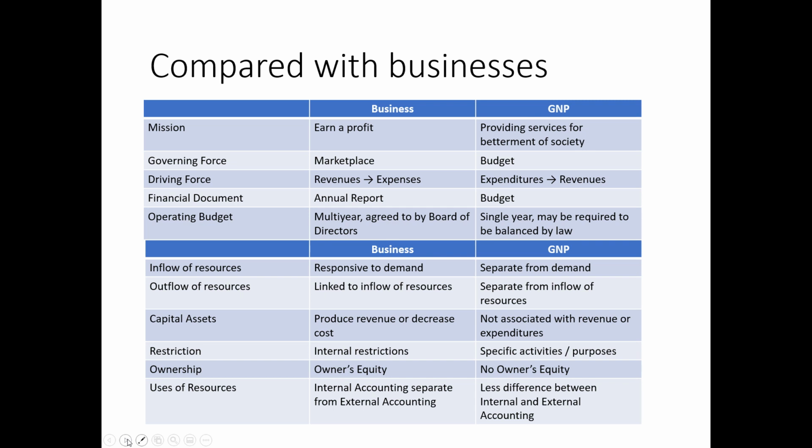So let's combine the government and not-for-profit, and compare them with a business to see what the main differences are. Obviously, the mission is different. For the business, its mission is to make profit. Rather, the government and non-profit exist to provide services. They do not have a profit motive, never.